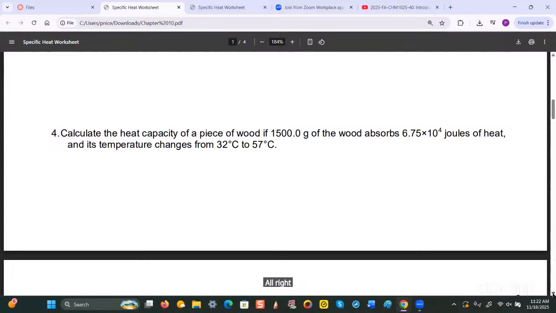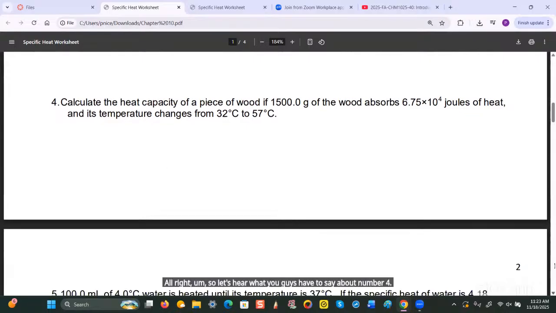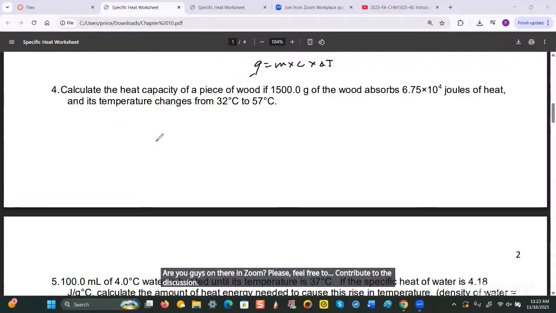All right, so let's hear what you guys have to say about number 4. Again, you're using the same equation. Q is equal to M times C times delta T. So let's hear what you guys have to say about this one. What's the question asking for? And you guys out there on Zoom, please feel free to contribute to the discussion. What's the question asking for?